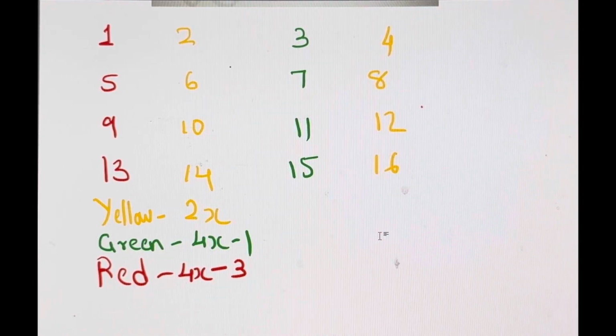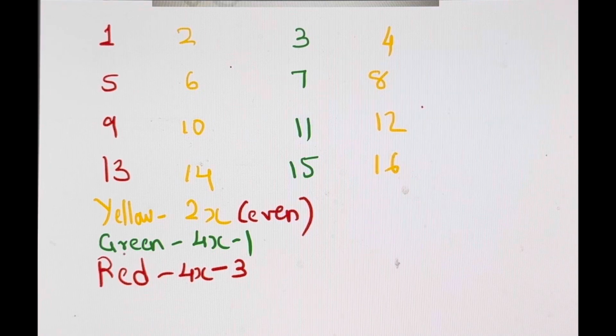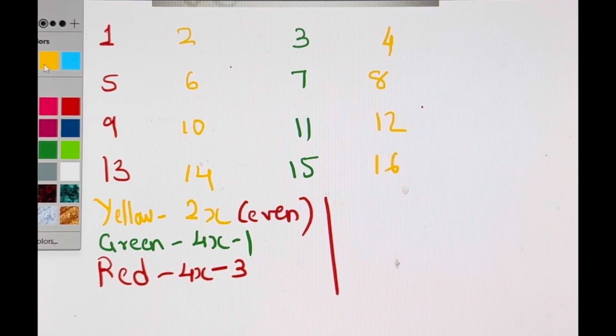Okay. Now we can even check. For yellow, no need to check. It's very easy. If you put the value of x here as 1, 2 1s are 2, 2 2s are 4, 2 3s are 6, 2 4s are 8. So they are all even numbers. So that we don't touch. But we can check the formulas for both green and the red color. So let us check for green first.